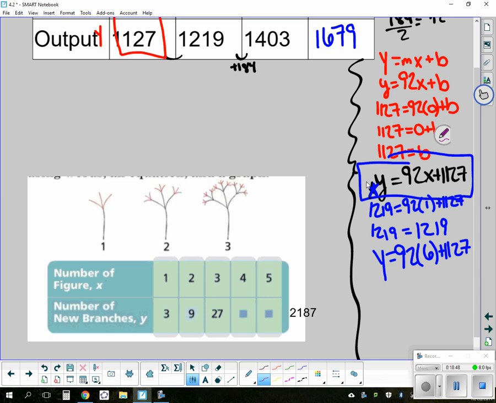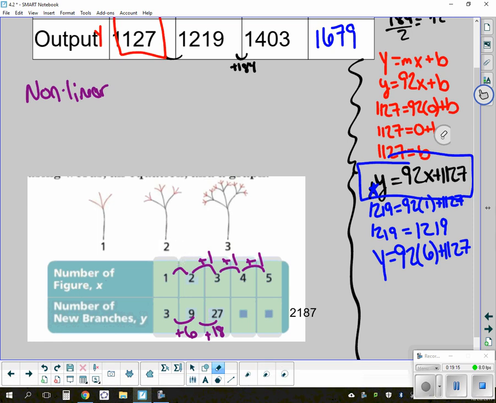what number figure would have 2,187 branches. First of all, we need to figure out, is this linear or nonlinear? Up here, I'm doing plus 1s every single time, right? Here, I added 6. Here, I added 18. Well, 6 over 1 is definitely not the same as 18 over 1, so that indicates to me this is nonlinear. If it's nonlinear, I need to start thinking about exponents.